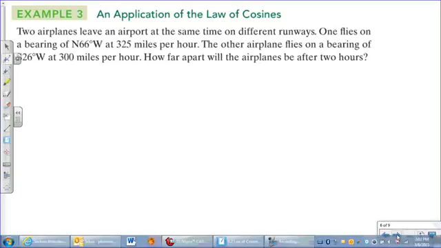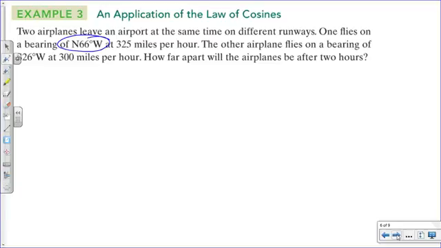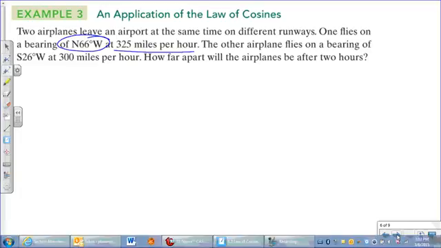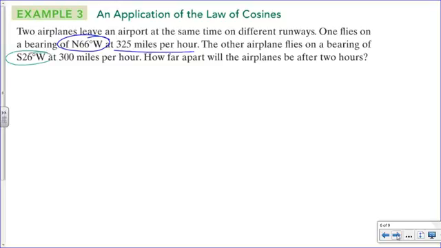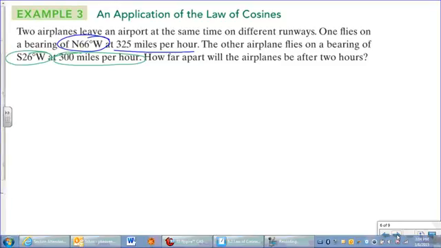Okay. All right, so we have a word problem, and this is an application of the law of cosines. So we have two airplanes leaving an airport at the same time, but they go on different runways, which they should, right? One of them flies on a bearing of north 66 degrees west at 325 miles per hour, while the other plane flies on a bearing of south 26 west at 300 miles per hour. So let's talk about both of those.